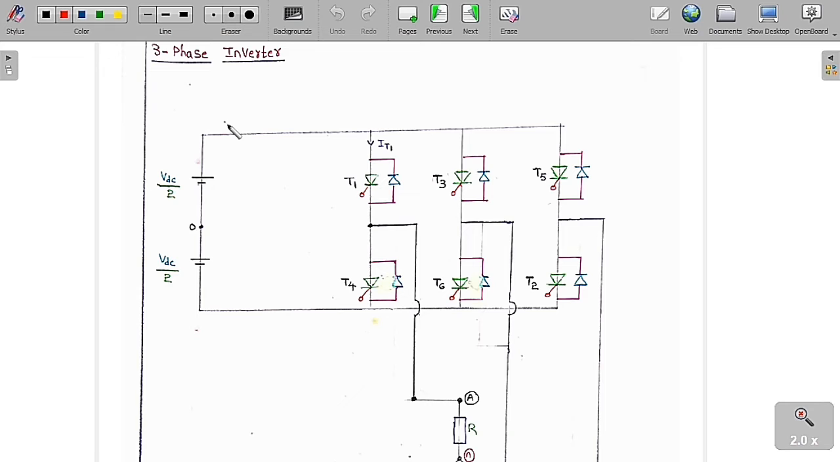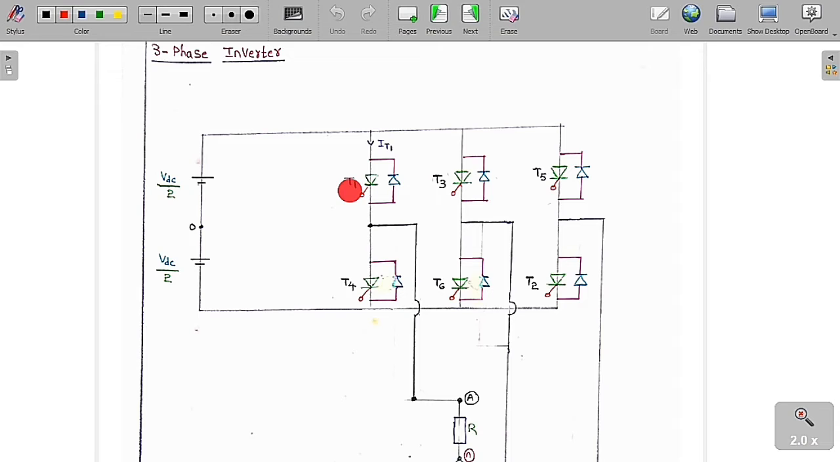That is the meaning of this 3-phase inverter. We are going to convert this fixed DC into AC. Here is the circuit diagram of this 3-phase inverter. The overall supply voltage is VDC because these two are in series. If we add these two, the overall supply voltage will be equal to VDC.